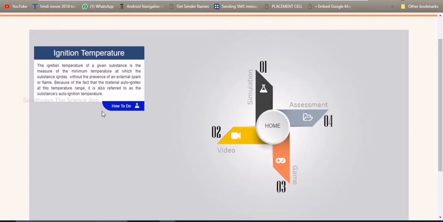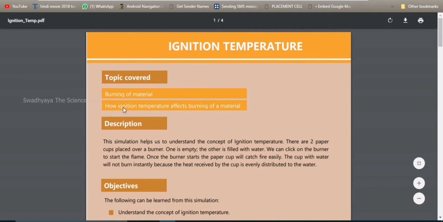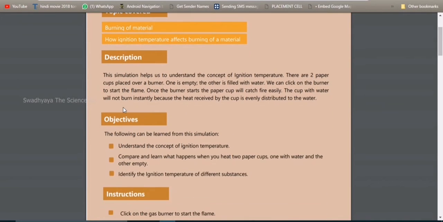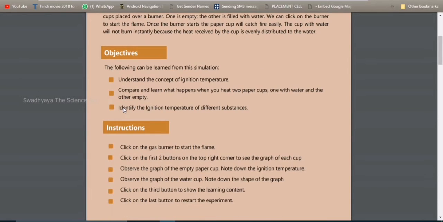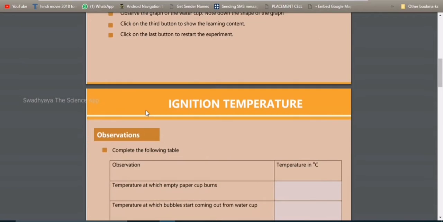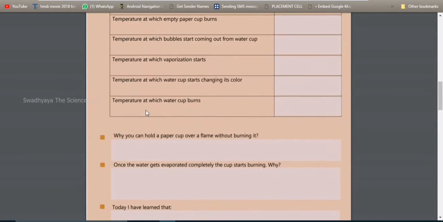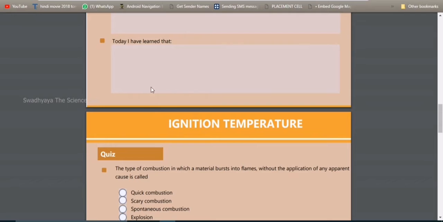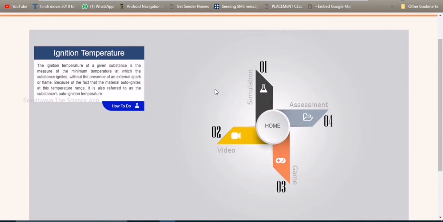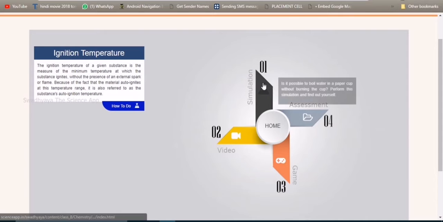Here we have a How to Do button. Let's go to that. It contains the description, objectives, and how to do all the processes within the topic. Let's go back to the worksheet. First we want to go to the simulation.